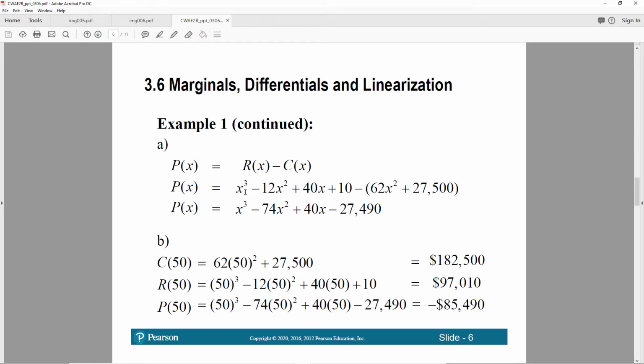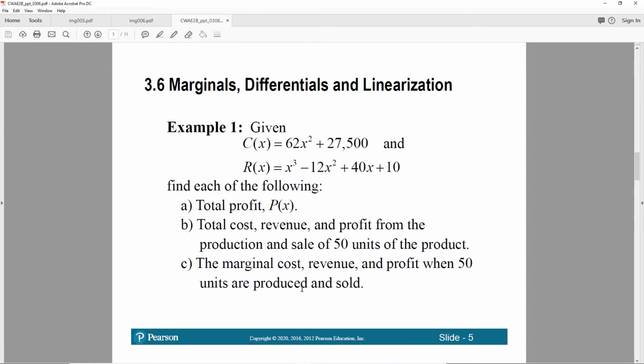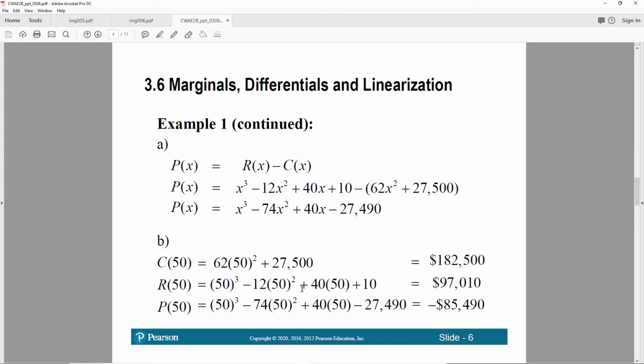So I have my revenue function there, my cost function. It simplifies, and that gives me my profit function. Now they want me to find the cost at 50 units, the revenue at 50 units, and the profit at 50 units. So you plug in for all my functions there. We're already given the revenue and the cost function, and then we have a profit function, and it gives me these values there.